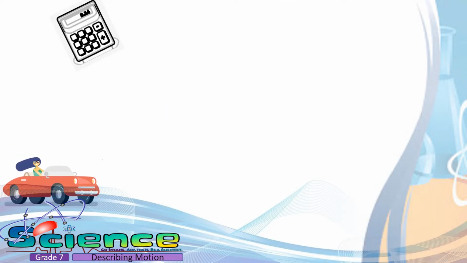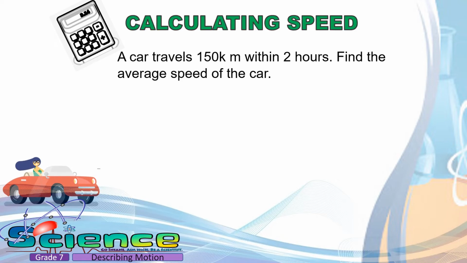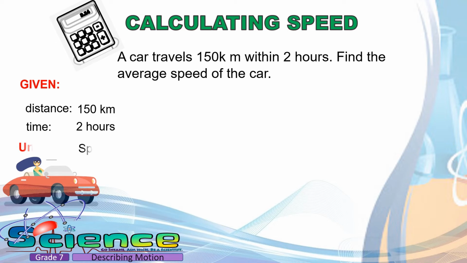Let us take a look at this problem. A car travels 150 kilometers within 2 hours. Find the average speed of the car. To solve this problem, let us take down the given data. First, we have the distance traveled by the car, which is 150 kilometers, and 2 hours, which is the time. Our main task is to find the average speed of the car.